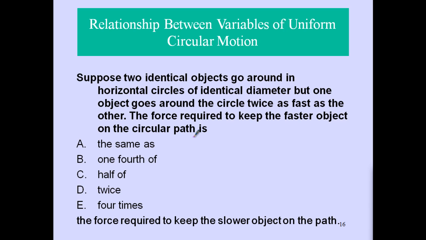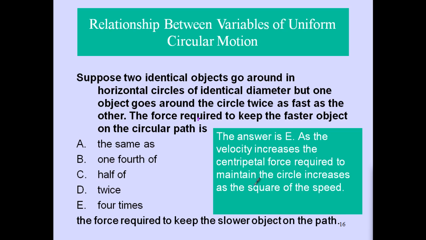So here's a quick little question. Suppose two identical objects go around in horizontal circles of identical diameter, but one object goes around the circle twice as fast as the other. The force required to keep the faster object in a circular path is what? If you said the answer is E, you would be correct, because as the velocity increases, the centripetal force required to maintain the circle increases as the square of the speed.